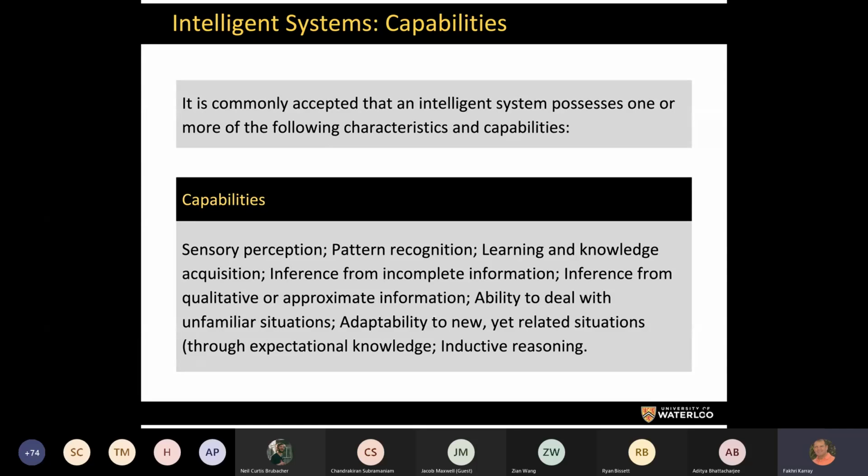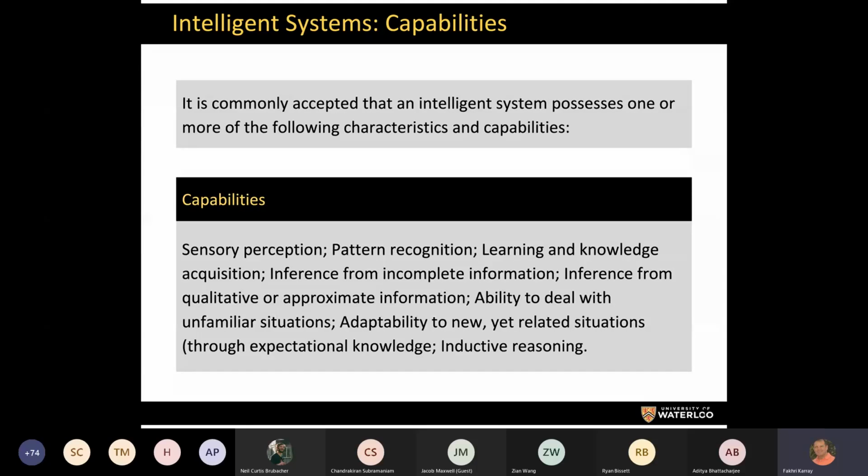And these capabilities include sensory perception, pattern recognition, learning and knowledge acquisition, inference from complete information, inference from qualitative or approximate information, adaptability, inductive reasoning. So any two of these capabilities in a particular system are going to qualify the system as intelligent. Of course, systems change from one system to another, and it's up to what people have done in the past, what people have integrated in the past, that you call the system intelligence.